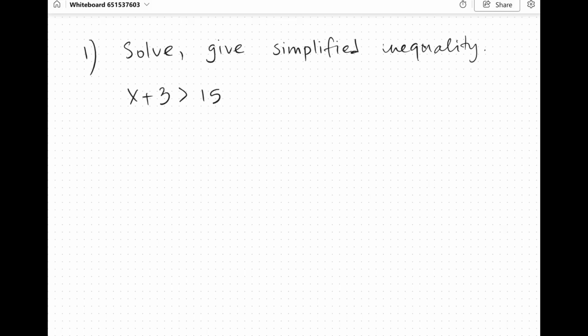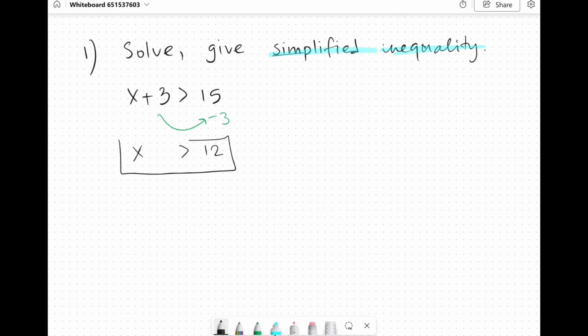Here's the first example. This question is asking you to solve and then give your solution as a simplified inequality. So your first goal, and honestly the only goal here, is to get that x by itself, because the simplified inequality means just that: get the x by itself and you're done. To solve an inequality, you do the exact same steps as you do with equations. So here the only thing to move to the right is a plus 3. We will do minus 3 and you get x is greater than 12. That's it. You're done. This is your simplified inequality.